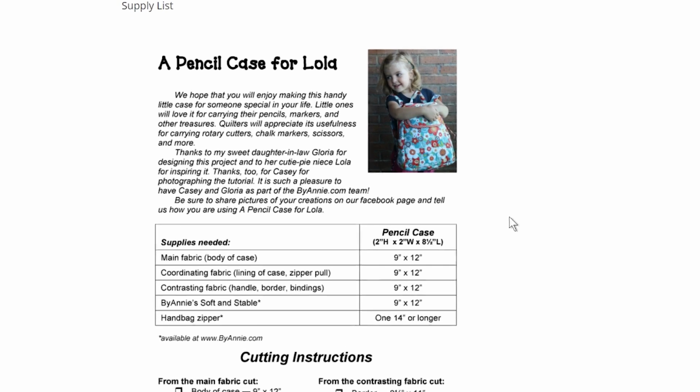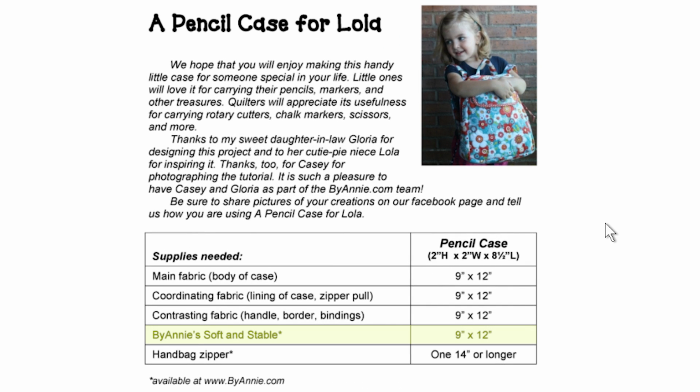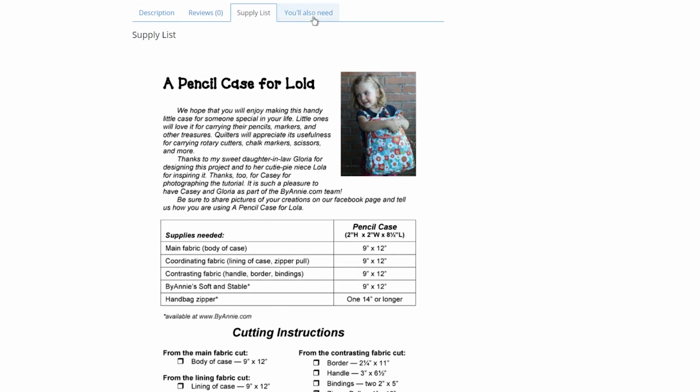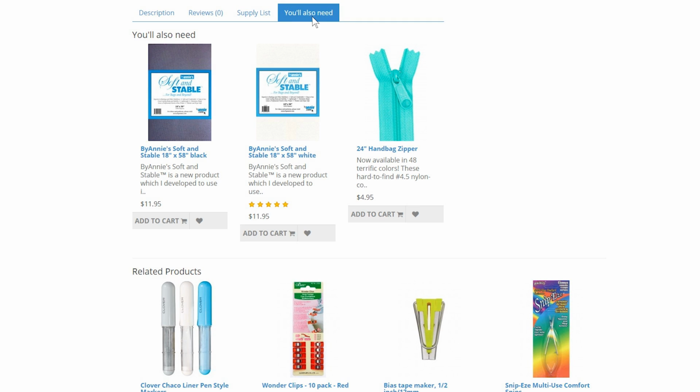So let's look here. The supply list says you'll need 9 inches by 12 inches of soft and stable, plus a 14-inch zipper. Therefore, in the You'll Also Need tab, you can see we have a half-yard package of soft and stable in white or black, plus a 24-inch zipper, which is more than enough for the project. If you're wondering about soft and stable or zippers, I highly recommend you watch the tutorial videos, which I'll show you in just a second.